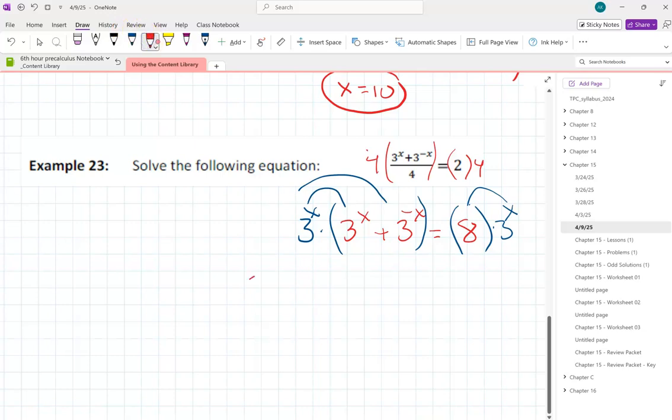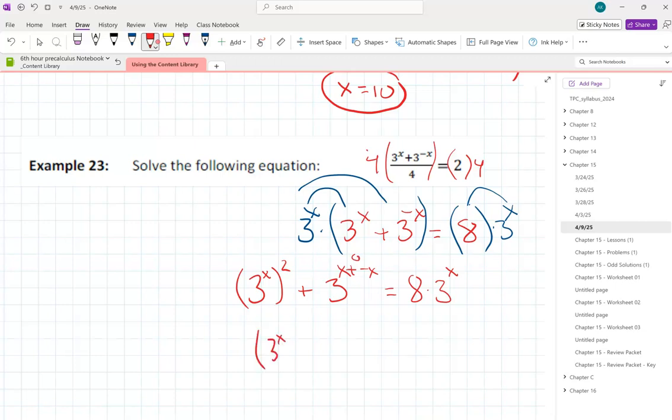Let's see why, because maybe that's not entirely clear. So 3 to the x times 3 to the x is just going to be 3 to the x squared. When I multiply 3 to the x times 3 to the negative x, the base of the exponential stays the same, and then we add the exponents, right? What's x plus negative x? 0. And what's 3 to the 0? Just 1.